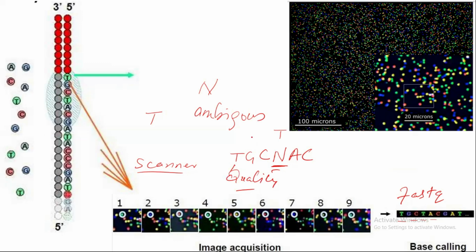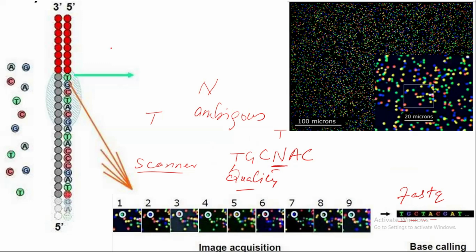Basically these are the ambiguous base calls, and they are not good. When we are aligning our actual reads with the reference genome, ambiguous base calls are not present in the reference genome, so there will be errors because we do not understand what this N means. So this is about the ambiguous base call.